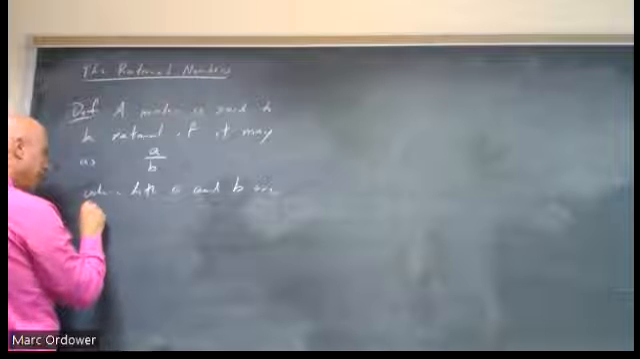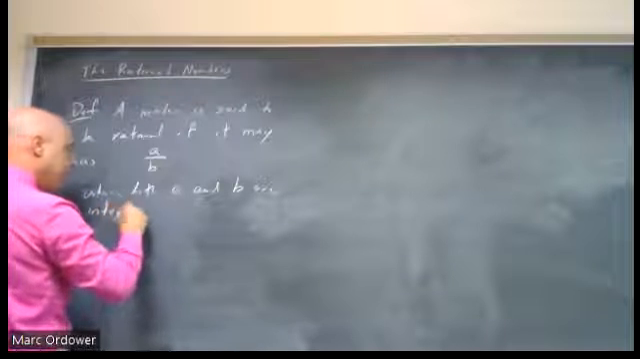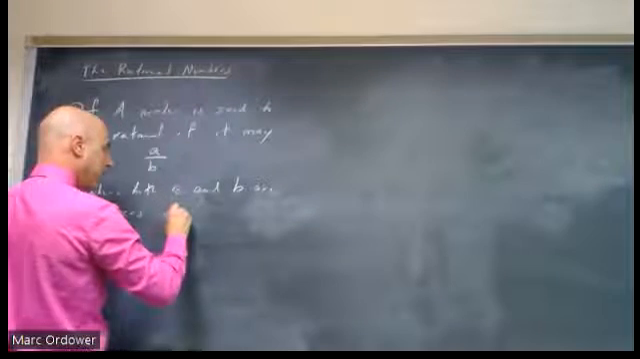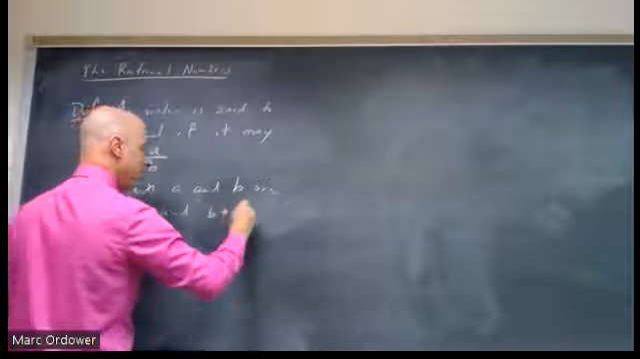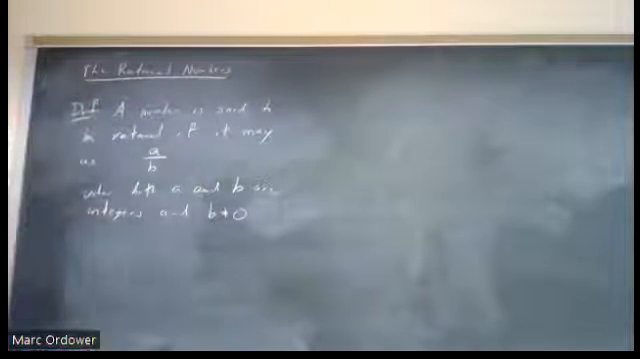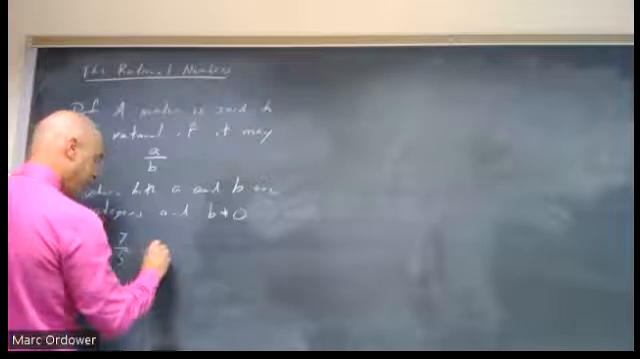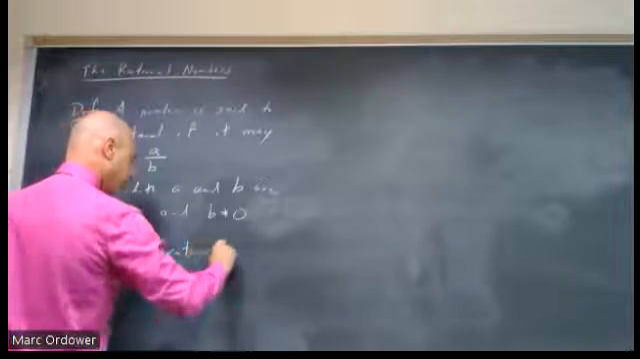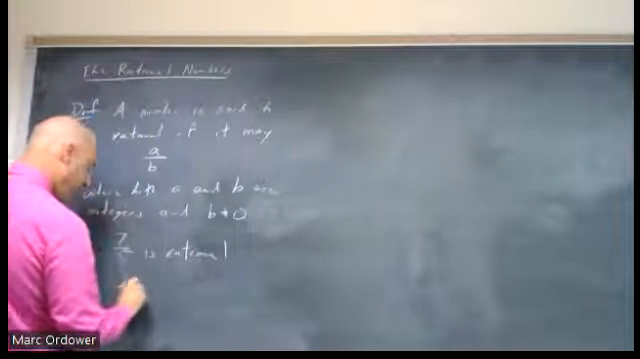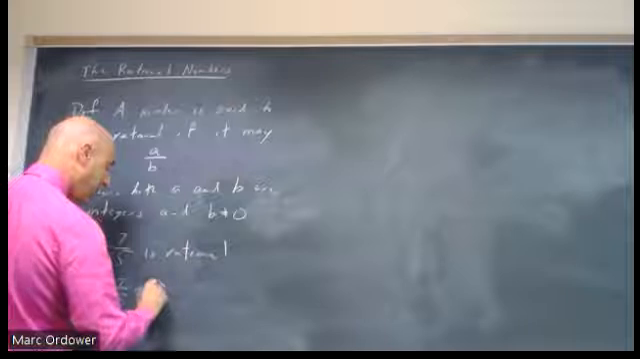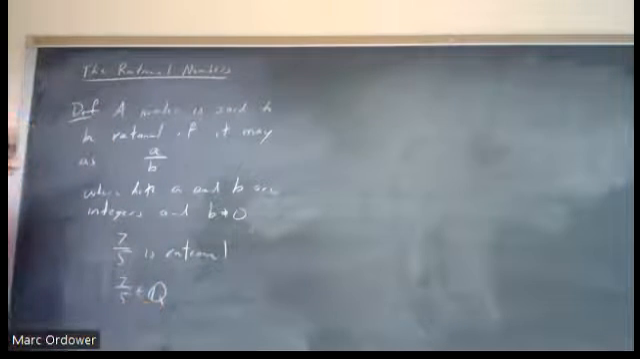Integers are positive and negative and zero whole numbers. And of course, b can't be zero. So 7/5 is a rational number. Or we can write 7/5 is in Q. We said Q denotes the set of rational numbers.